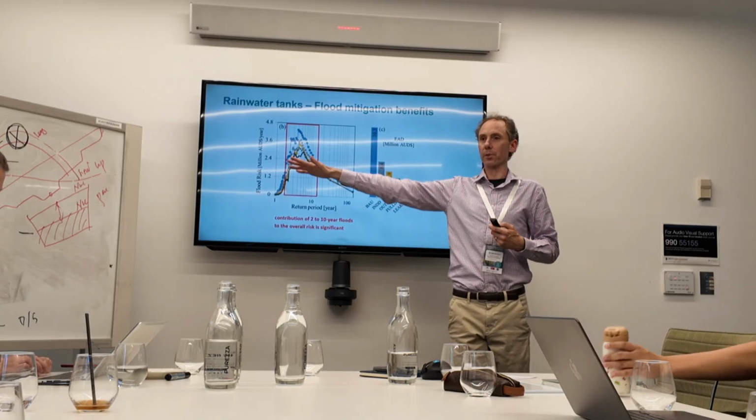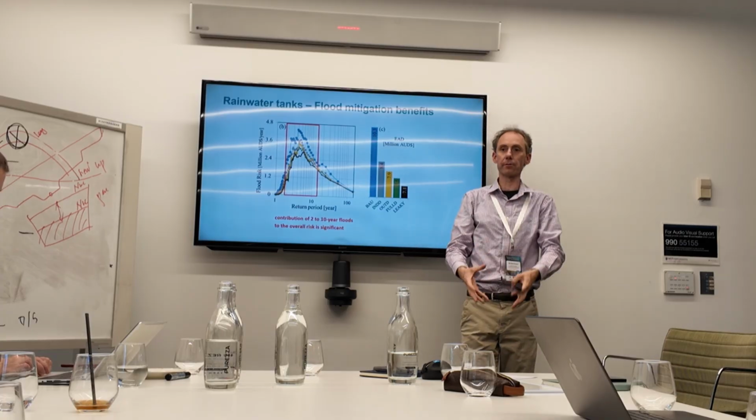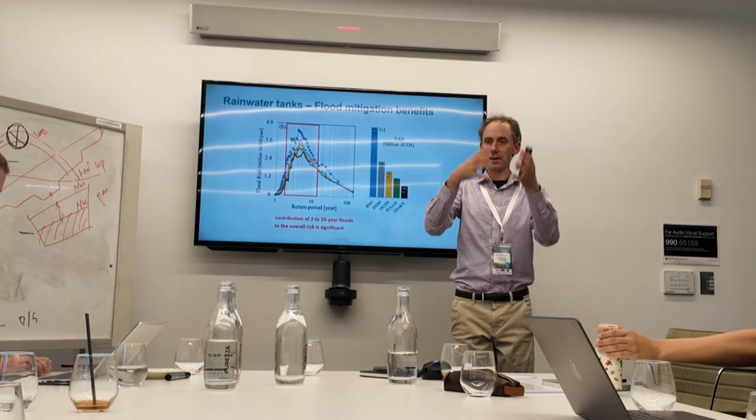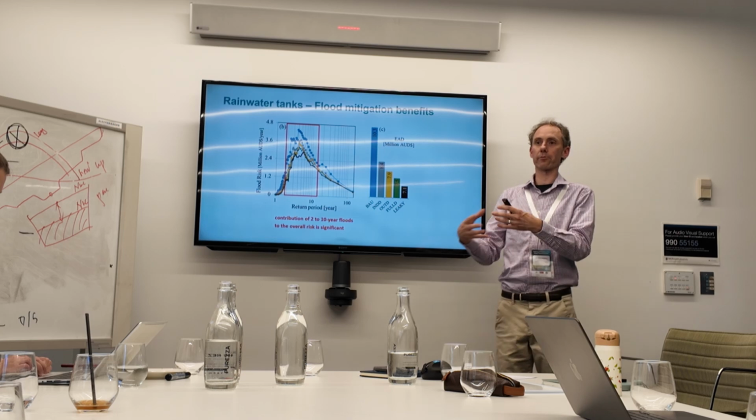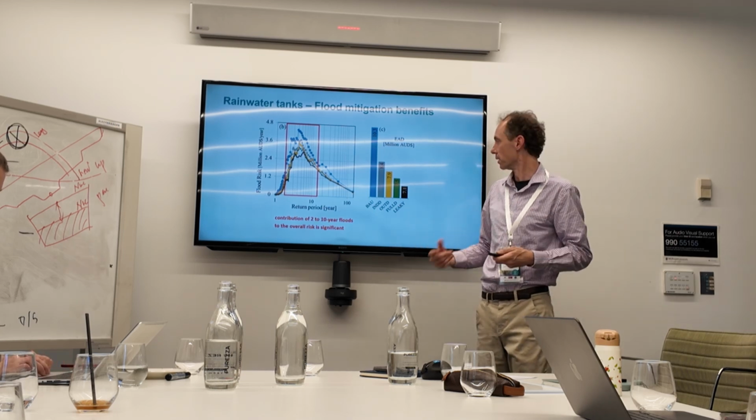So if the river floods, all bets are off. We're not going to stop and do anything with the river. But if the local area floods just from that rainfall falling directly on it, that accounts for quite a significant portion of the overall flood damages for a lot of areas, especially where you're protected from the river flooding.